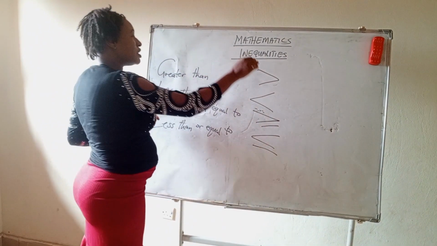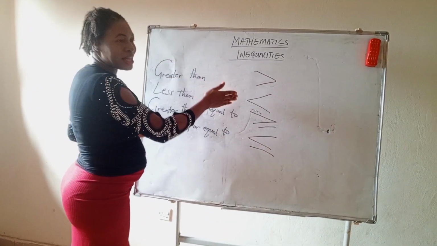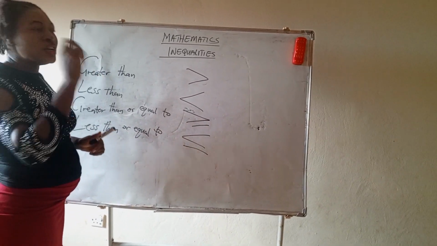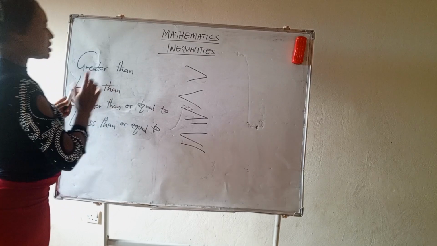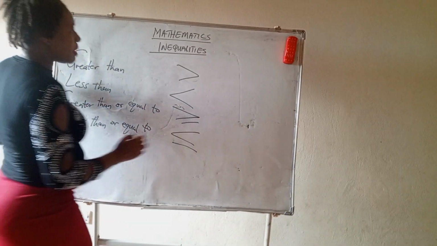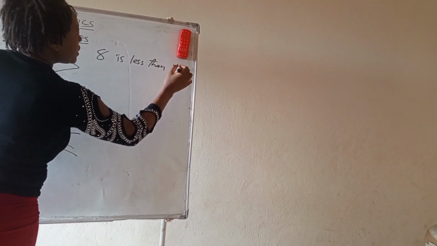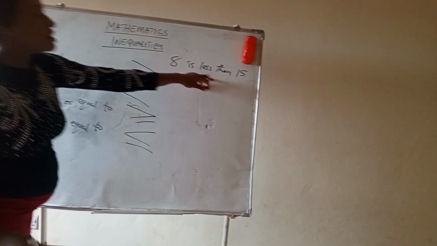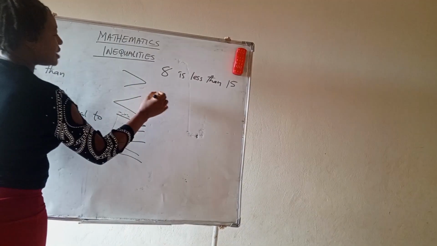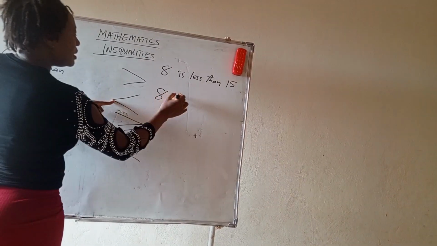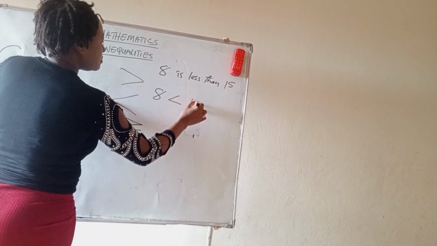Whether you are using the greater than or the less than, whichever of the symbols you are using, just remember that the greater number is always at the open arm. For instance, now let us represent a statement. If we want to represent 8 is less than 15. 8 is less than 15. So we're going to have 8 here first. 8, we're going to use the symbol of less than, which is this, less than 15.